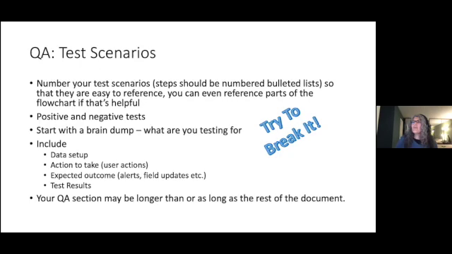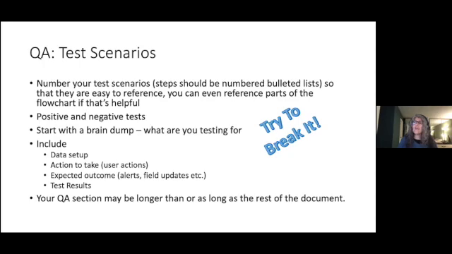So when you're writing out your test scenarios, you want to number them so it's easy to reference. It's my last bullet here, but honestly, your QA section might be longer than the whole functional specification sometimes. You might even bring in snippets of the flow. If it's really a complicated build, you might bring in that part of the flow chart that you're testing. And you want to have positive and negative tests. So you want to have tests that don't fire the code, and you want to have tests that do fire the code.